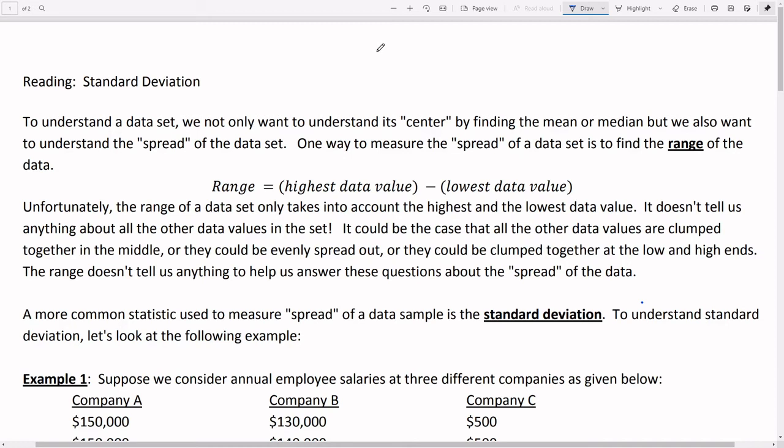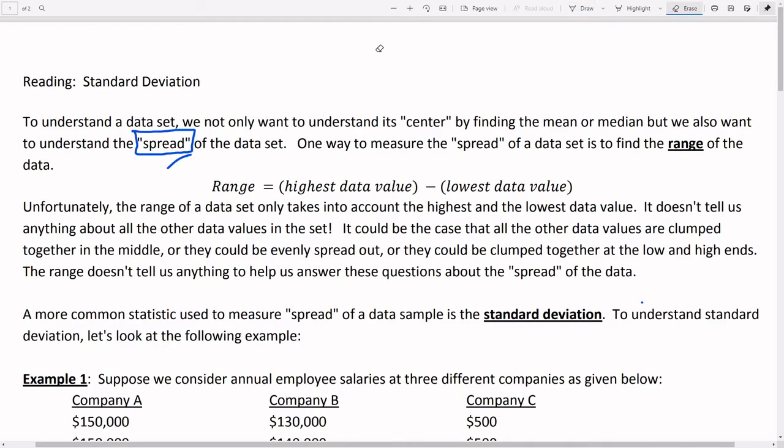Hi everyone, in this video we're going to be looking at the idea of standard deviation. So standard deviation for us and for everyone is going to tell us the spread of a data set. So right here, the word spread.